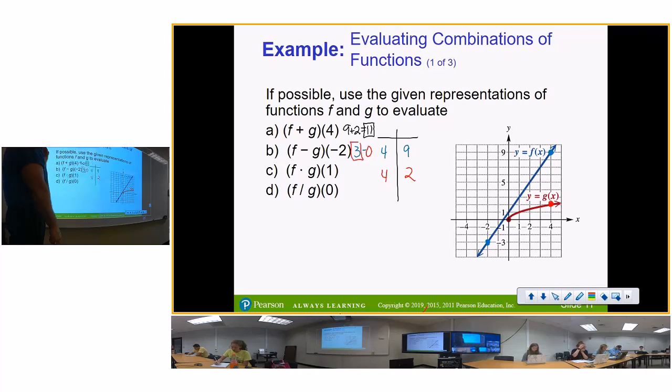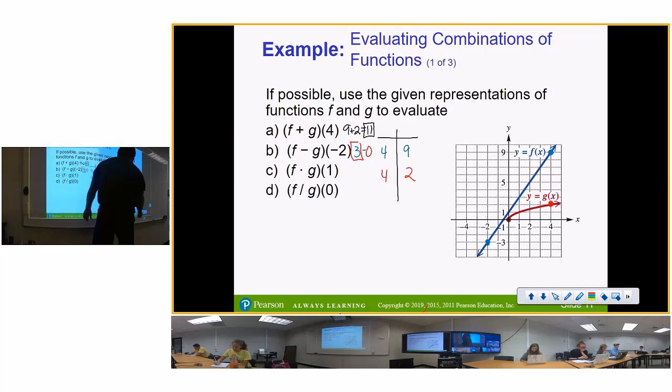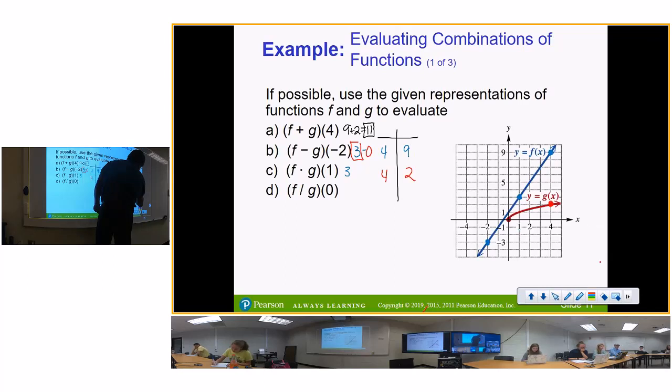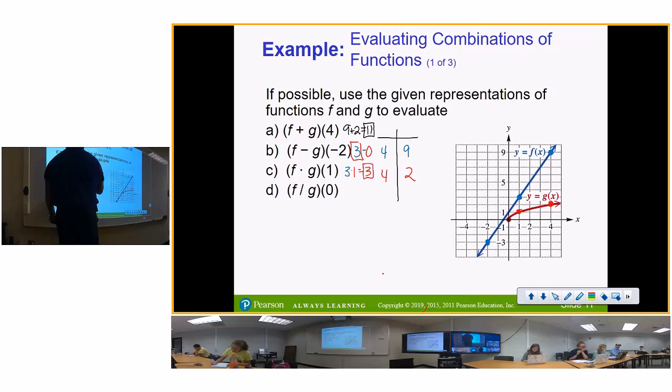f times g of 1. So what is 1? What's 1 on the blue line? 3. And what's 1 on the red line? 1. And what's 3 times 1? 3.